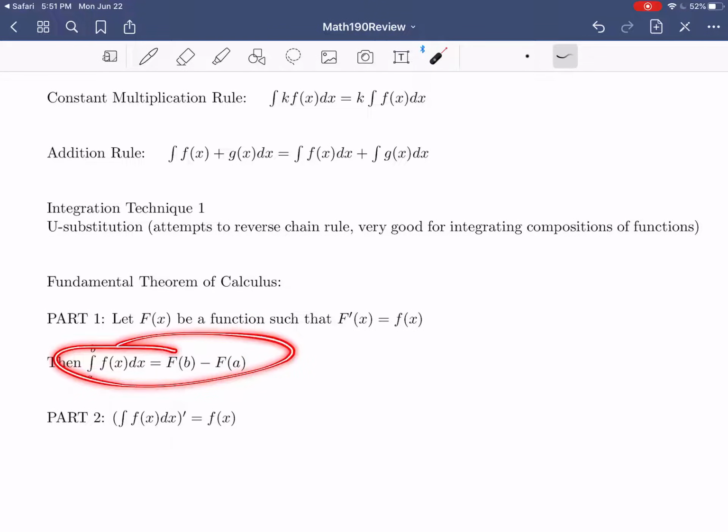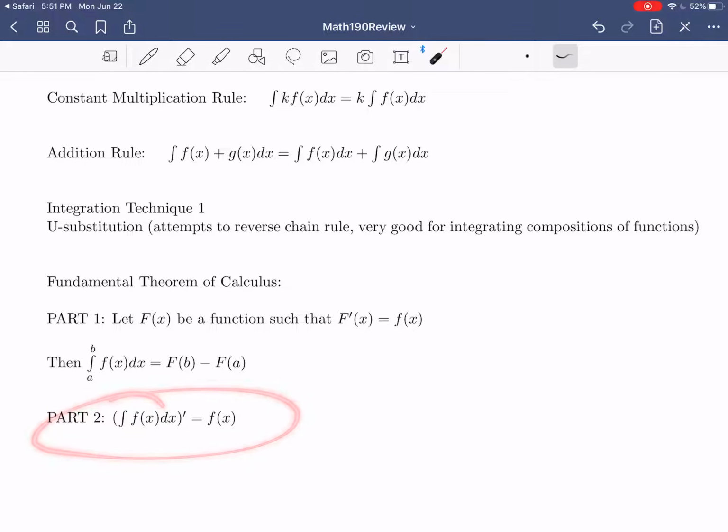Part one of the fundamental theorem of calculus basically tells you how to handle definite integrals. It says that if you can find any antiderivative of the function, then you just evaluate that antiderivative at the two ends, take the difference, and that is equivalent to the definite integral. Part two of the fundamental theorem actually goes the opposite direction and says that if you differentiate the indefinite integral of a function, you get back to where you started.